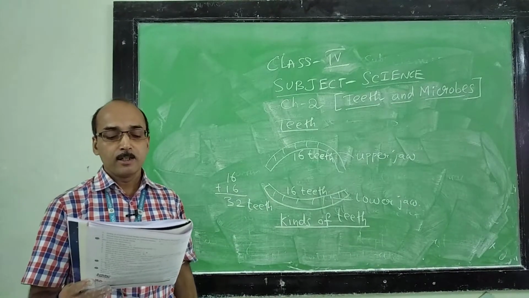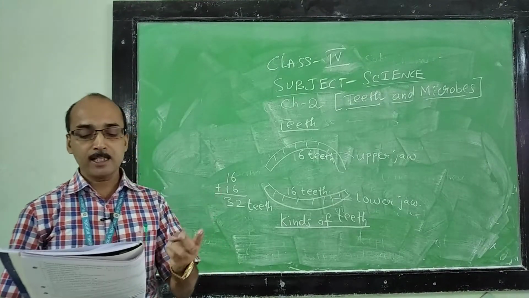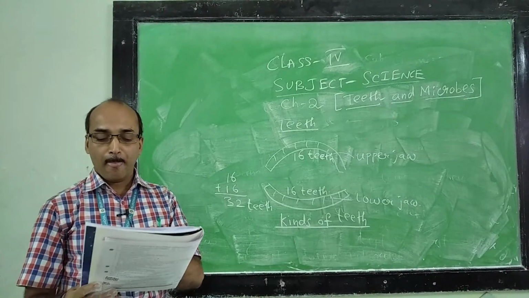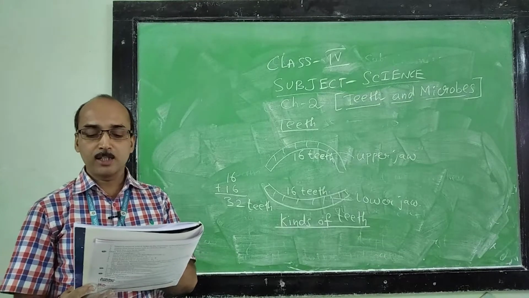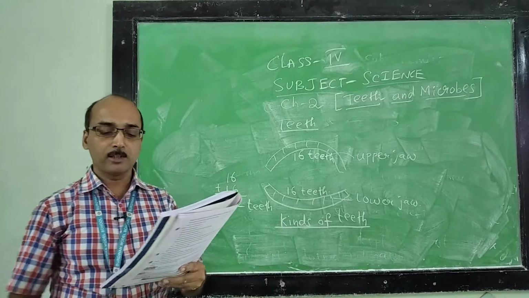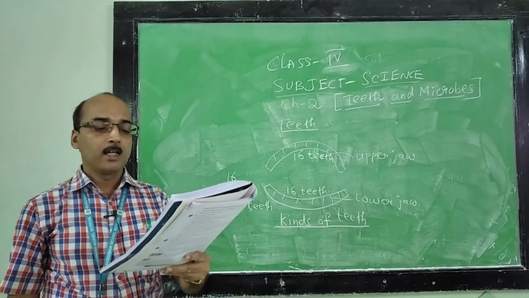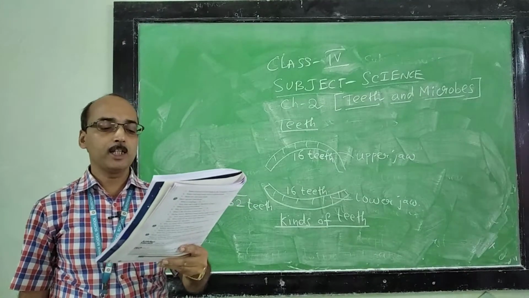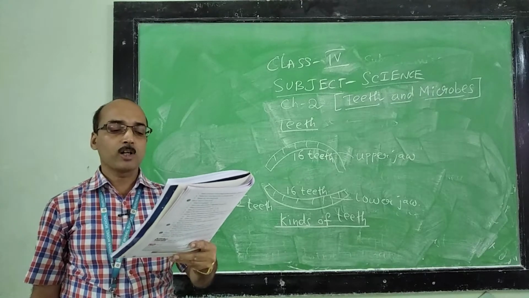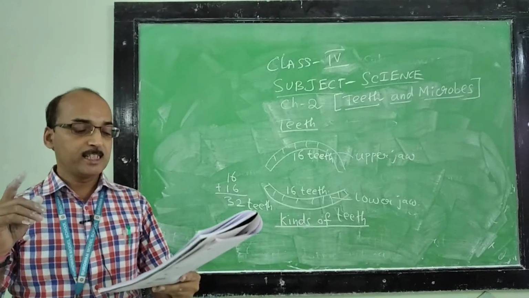So there are 4 kinds of permanent teeth. They are number 1 incisors, number 2 canines, number 3 premolars, number 4 molars. See the picture, these are the different kinds of teeth, and the different shapes of the teeth are given here. Number 1, incisors. The 4 front teeth in each jaw are incisors. They have sharp straight edges. They are used for cutting and biting food. They are also called cutting teeth.